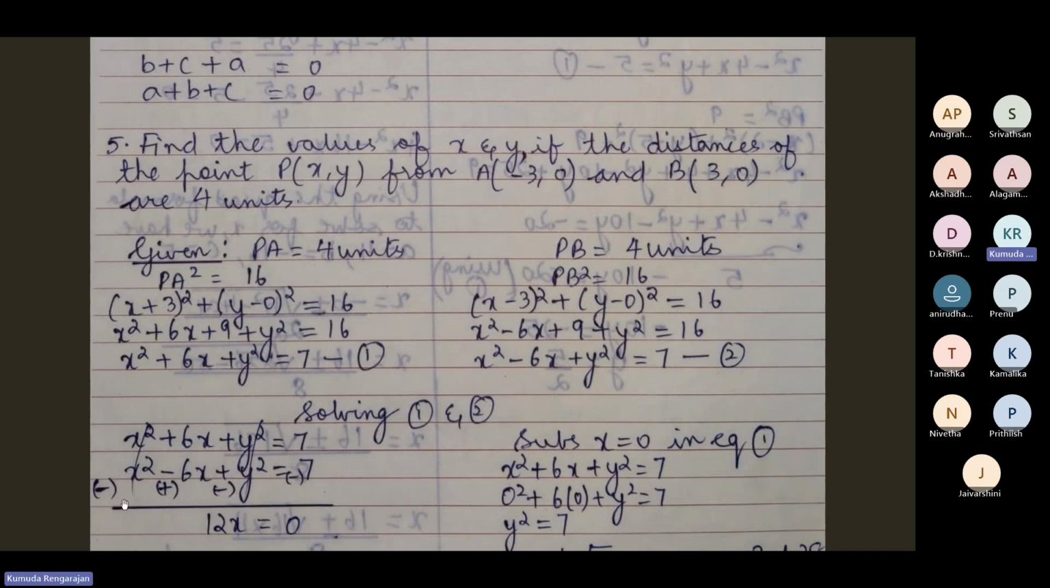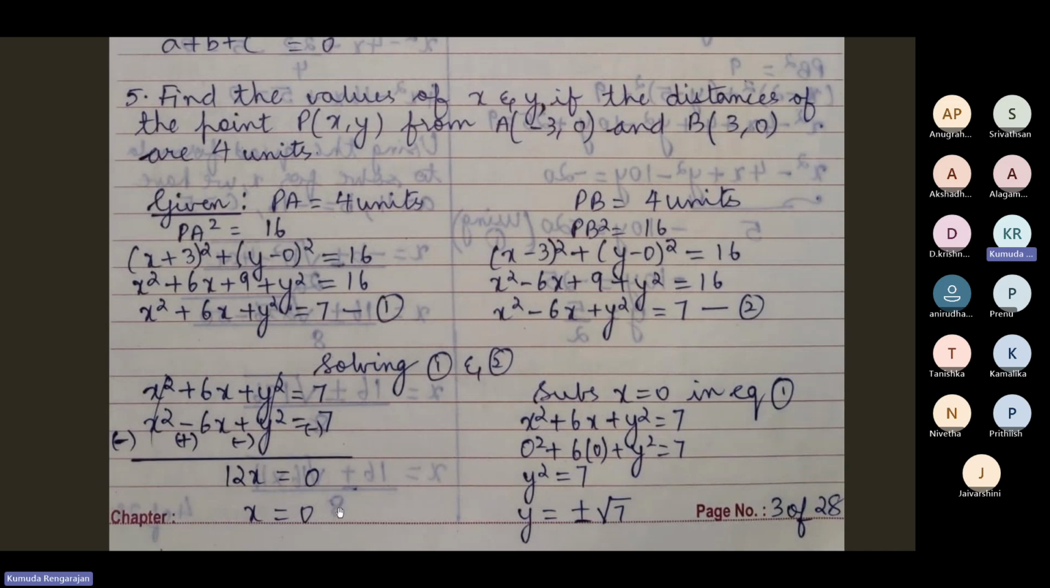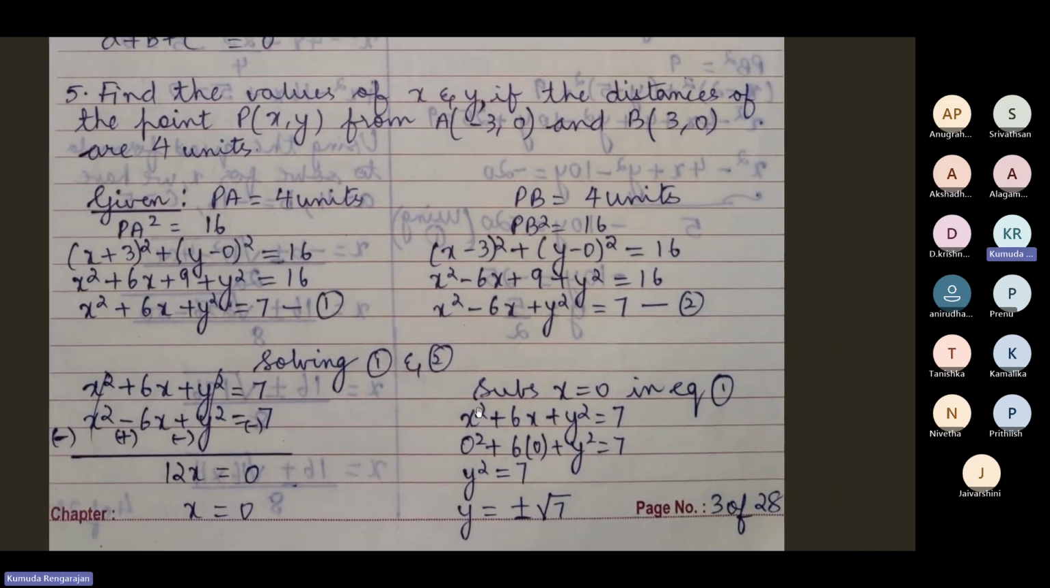So you see x square minus x square, y square minus y square cancels. 6x plus 6x, 12x is 0. So x is equal to 0. So when you substitute x is equal to 0 in any one equation, 1 or 2, you get y is plus or minus root 7. So these are the values of x and y.